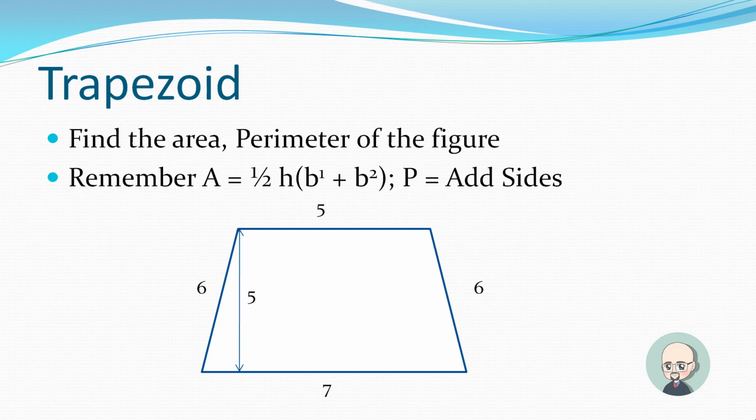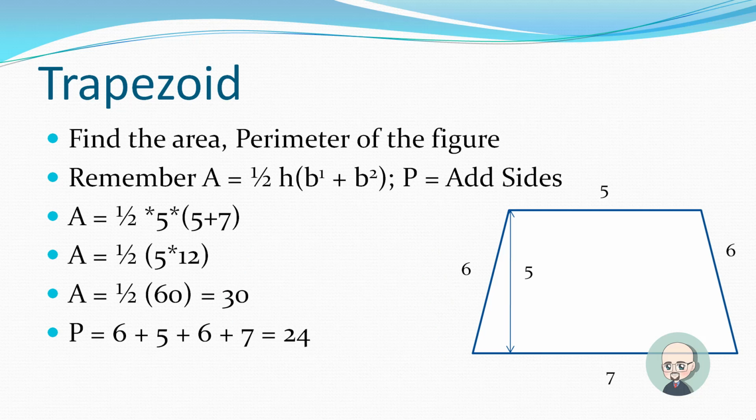Okay, I hope you've solved the problem. We're back. Area equals 1/2 the height times base 1 plus base 2. Base 1 is 5, base 2 is 7. So 1/2 of 5 times 5 plus 7. Okay, 5 plus 7 is 12. 5 times 12 is 60. 1/2 of 60 is 30. So the area is 30.